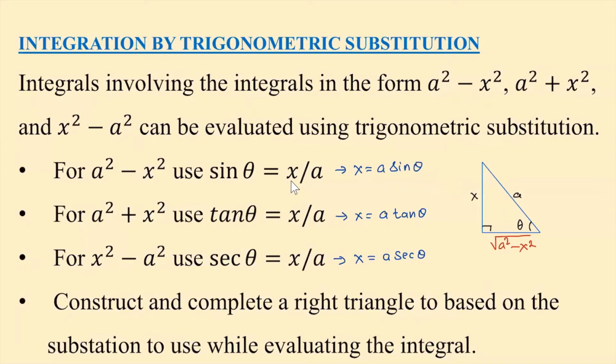After you make the substitution, you have to construct and complete the right triangle like this. This is for the first case. When sine theta equal to x over a, or x equal to a sine theta, this will be your triangle. The missing side will be square root of a squared minus x squared. And you are going to use this information to perform the substitution, and then you'll evaluate the integral. So that is the fundamental idea in integration by trigonometric substitution.